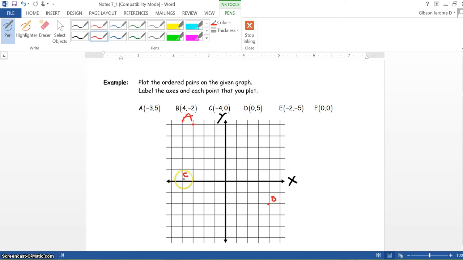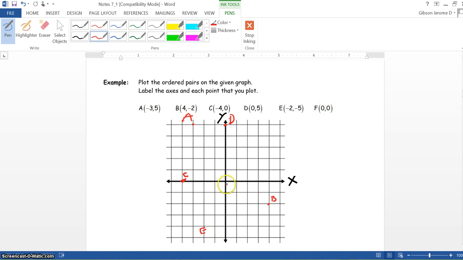Now we do D. We start back at the origin. X is 0, so we don't move. Y is 5, so we go up 5. And we plot our point. Actually, I should have marked D here. Now we go to E. We start back at the origin. X is -2, we go 2 to the left. And y is -5, we go down 5. That will give us E.